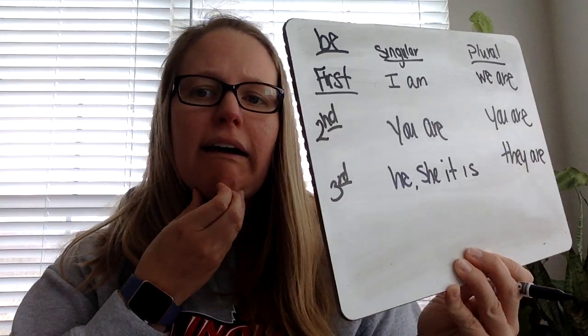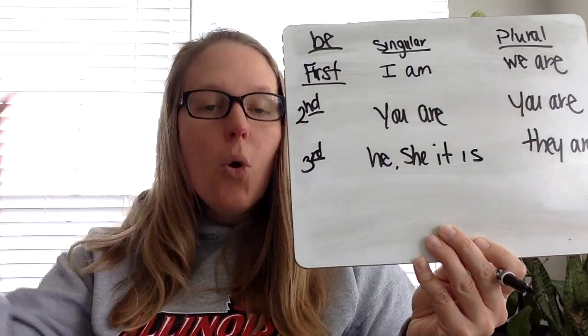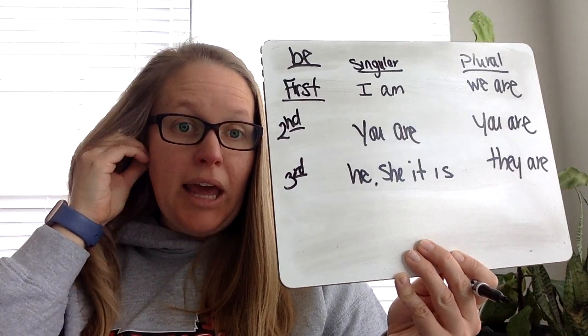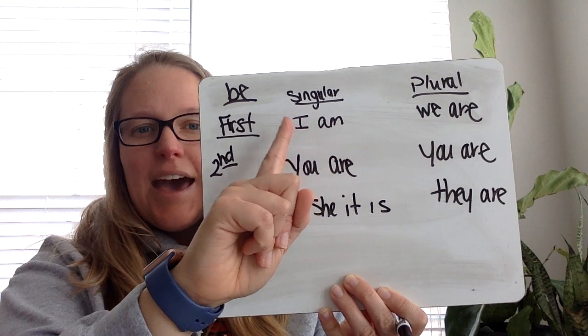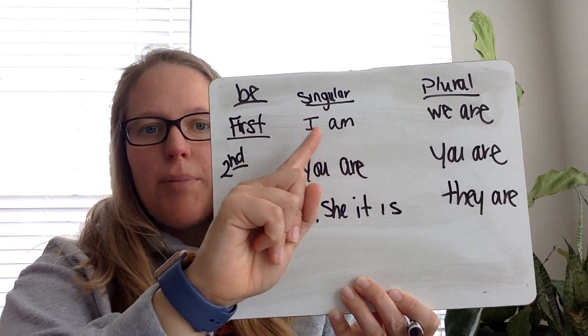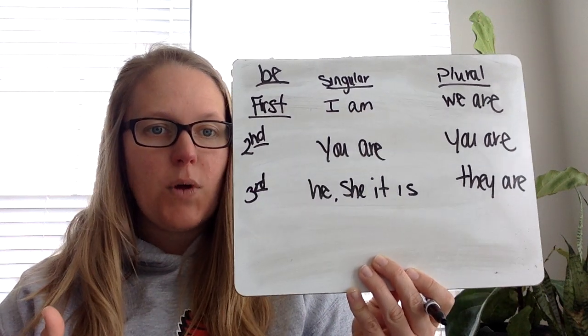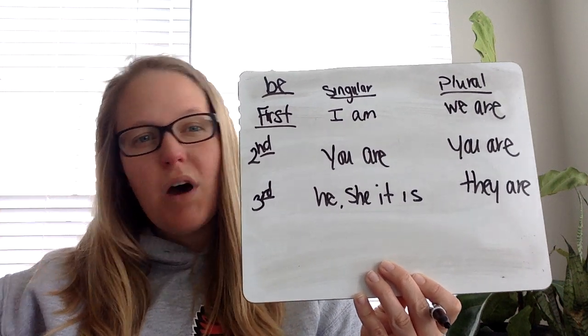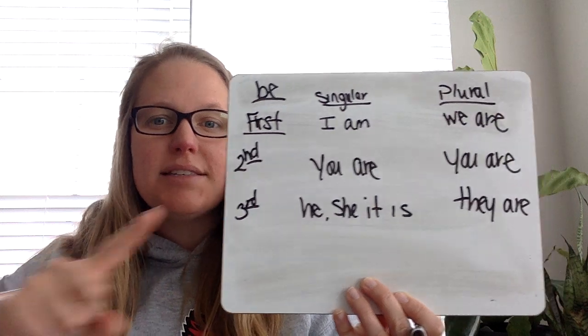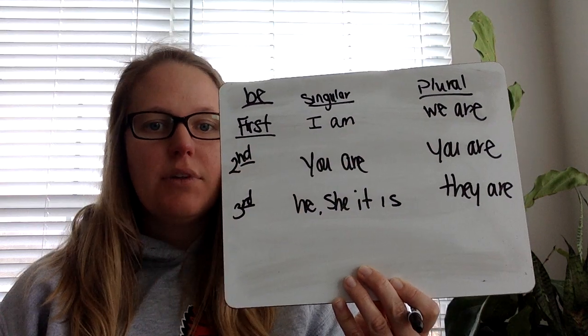Okay. So, depending on how I'm talking in my sentence, what my verb is or what my noun is, I might say, if I'm talking about myself, I am. I'm going to use that verb, am, to talk about it. If I'm talking about myself and some of my friends are with me, I'm going to say we are.